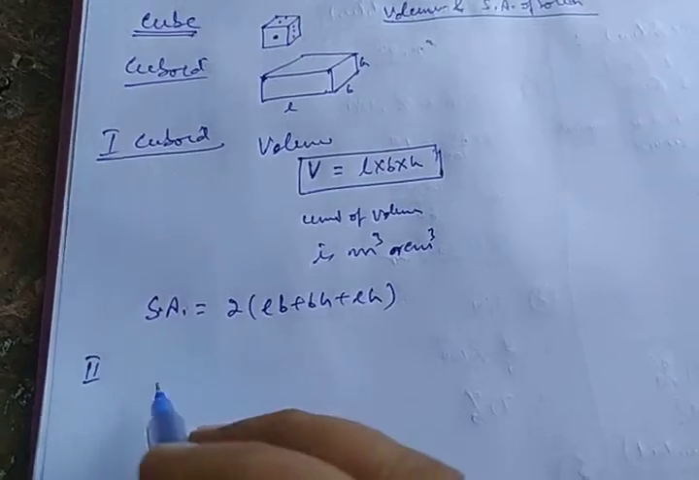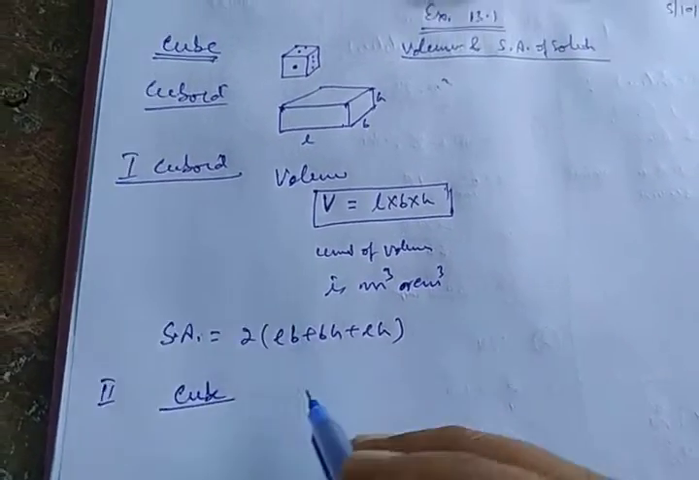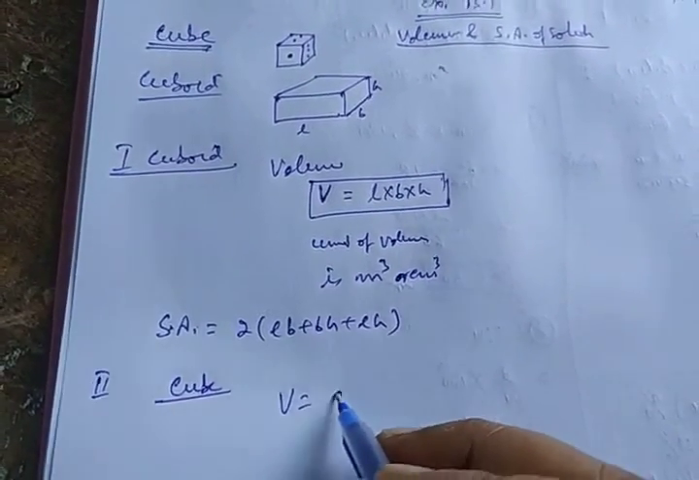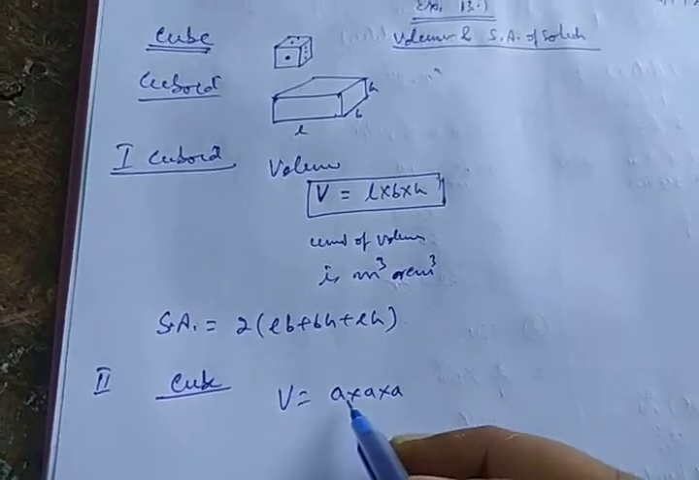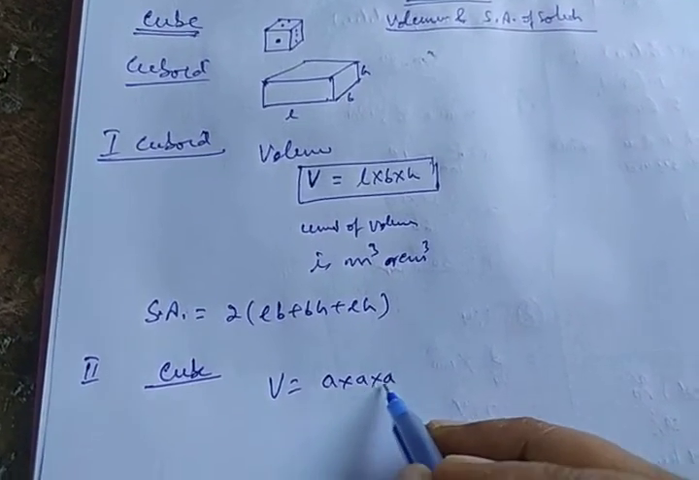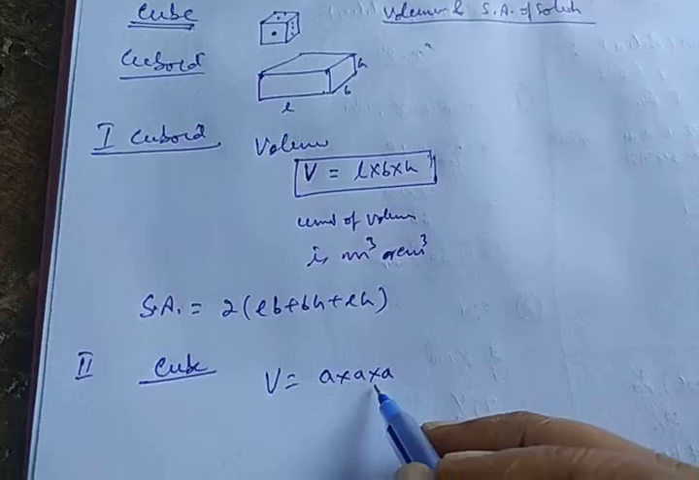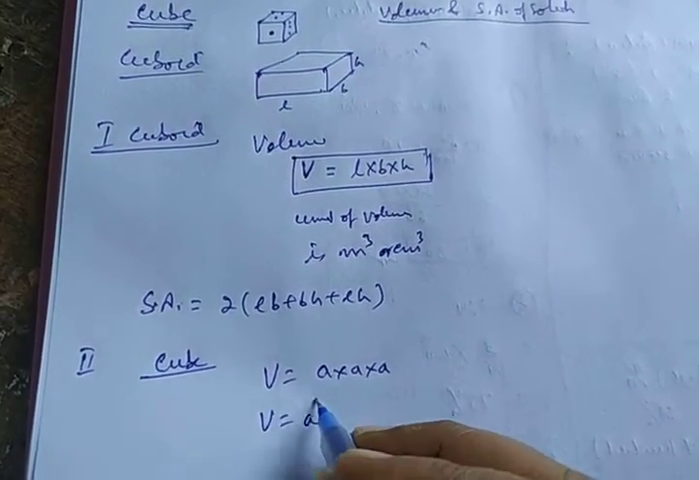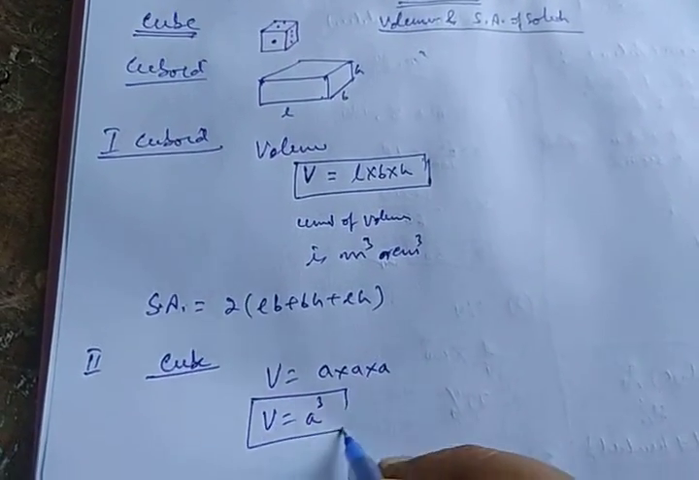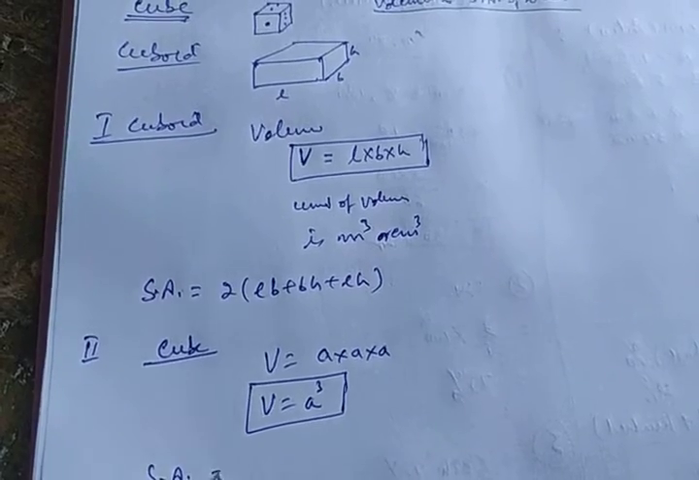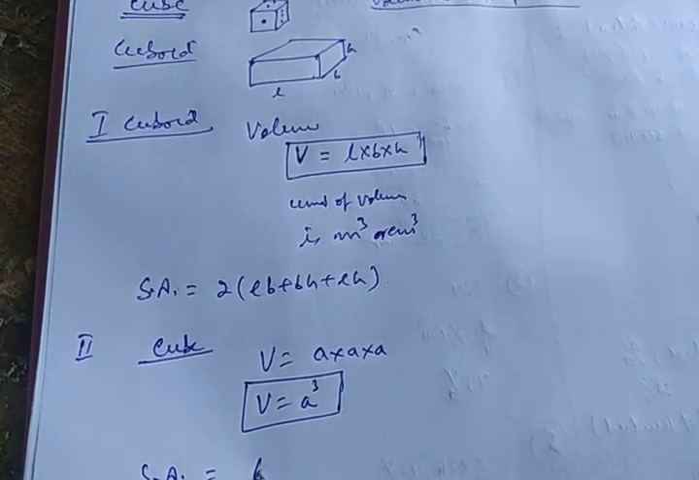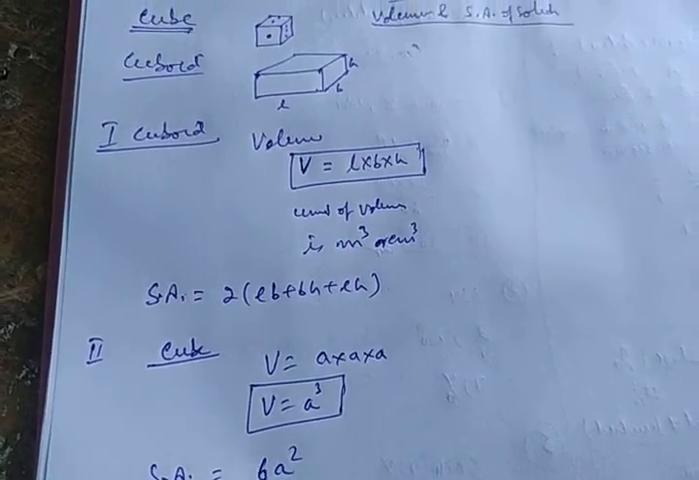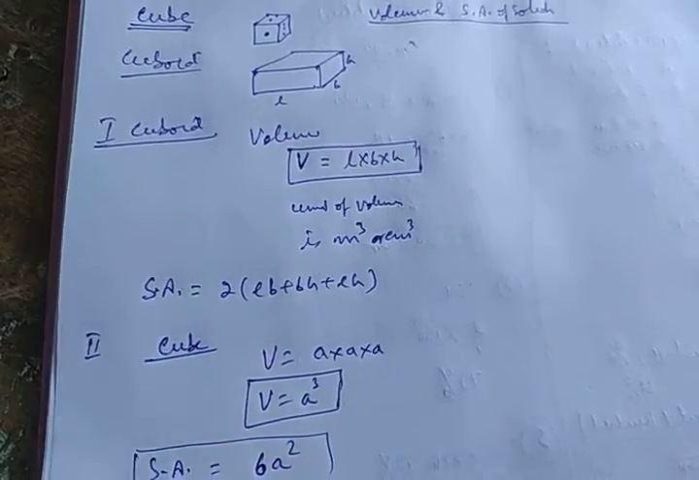Second object is coming, cube. Formula for volume of cube will become A into A into A. Because all the length, breadth and heights are equal, you can take them as A, then volume will be equal to A cube. And surface area is equal to 6A square. This is the formula for surface area.